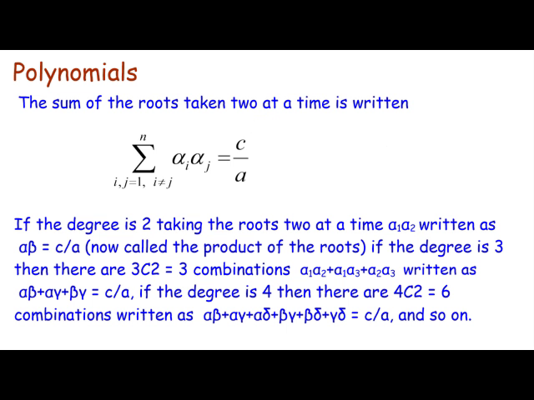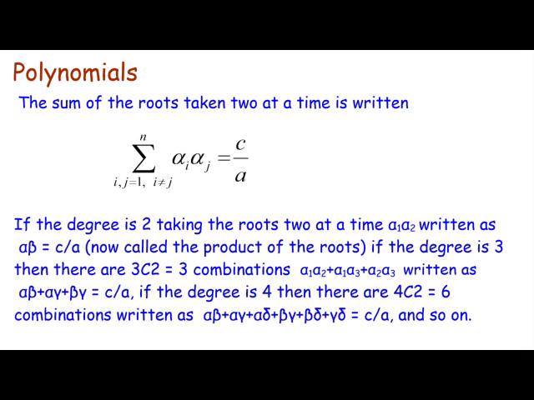If the degree is 2, the number of ways I can take 2 from 2 is actually only 1. So if it's a degree 2, like a quadratic equation, then the sum of the roots taken 2 at a time is equivalent to what's called the product of the roots. Now, if it's a degree 3 polynomial, then you can see here 3C2, there are 3 combinations: alpha 1 alpha 2 plus alpha 1 alpha 3 plus alpha 2 alpha 3. We normally write that in terms of the Greek letters alpha, beta and gamma, and that's equal to c on a.